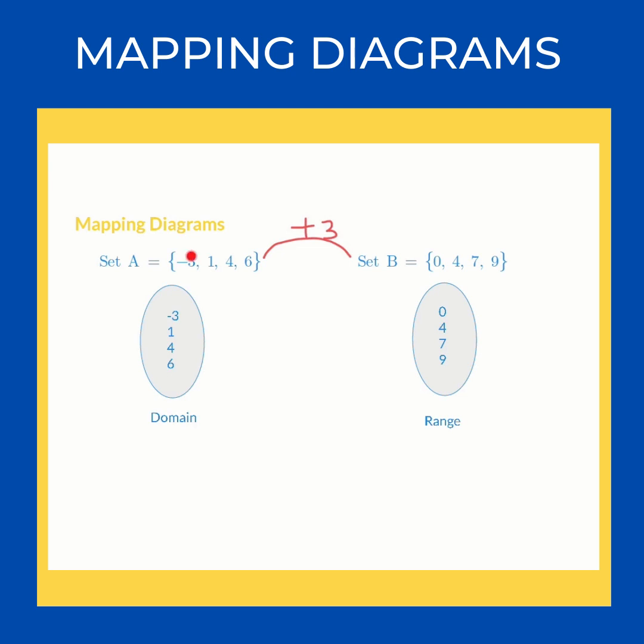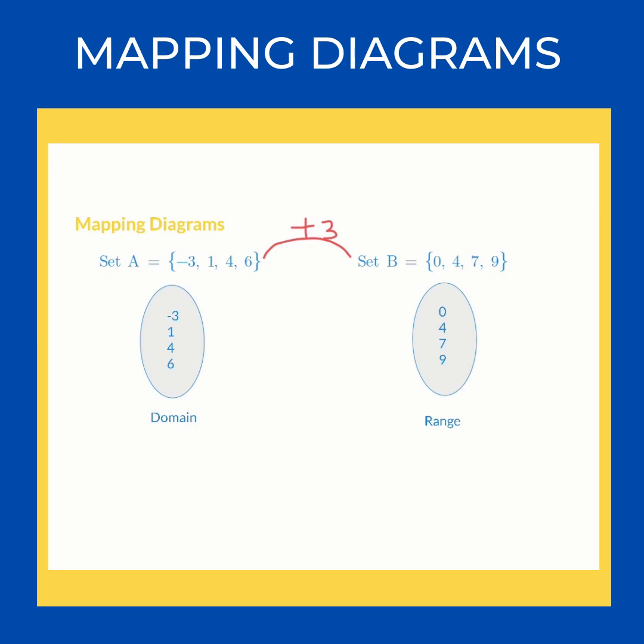If I tell you we're going to add 3 to each element in set A, then -3 plus 3 is 0, 1 plus 3 is 4, 4 plus 3 is 7, and 6 plus 3 is 9. So we are mapping set A to set B by adding 3 to each element in set A.